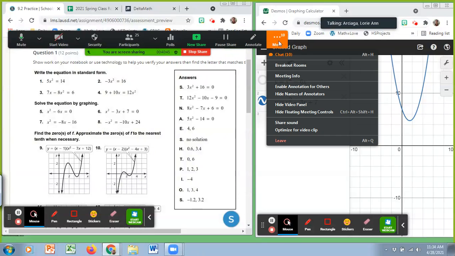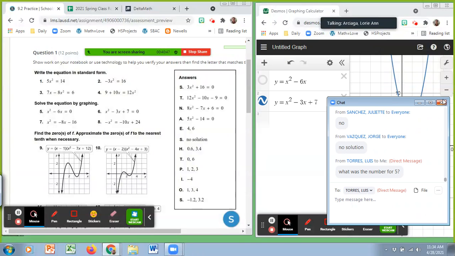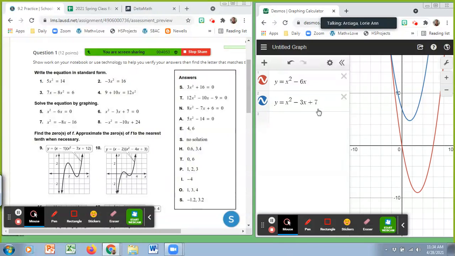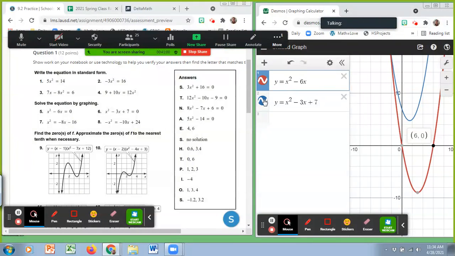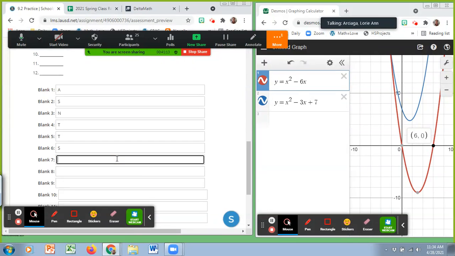No solution? I don't think so. What was the number for 5? It was 0 and 6. Negative 4, that's for number 7. Okay, so negative 4, it only crossed the x-axis once, right? So that's letter I. So number 7 is I.